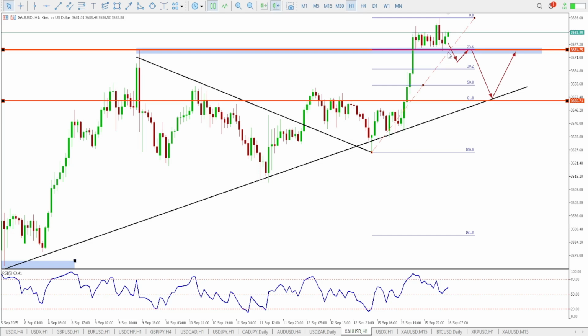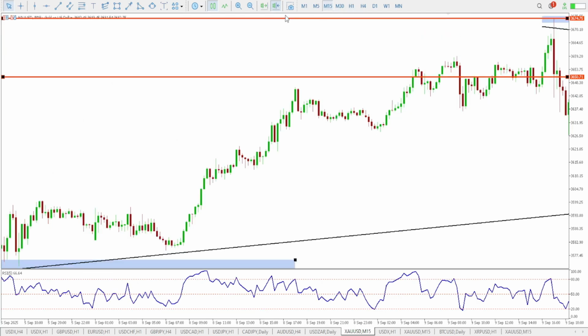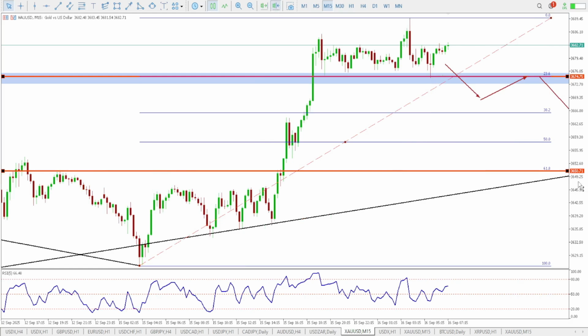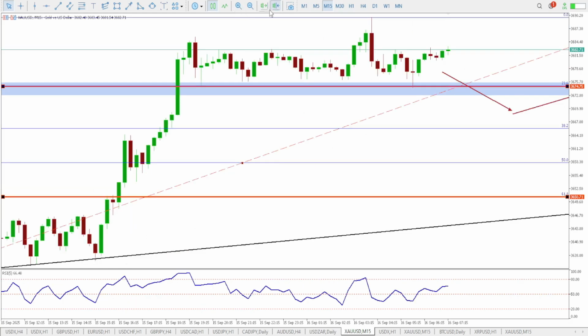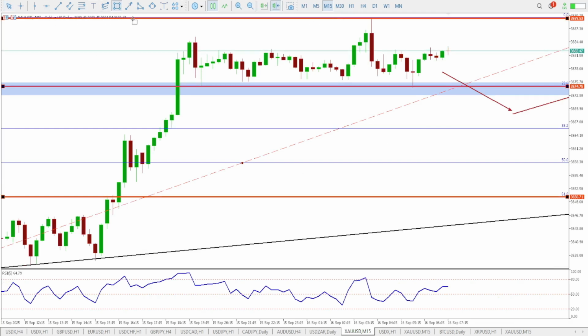But let's suppose this is not the case, what's next? Move on to the 15-minute time frame, and on the 15-minute time frame, if I show you, the market is already in a sort of range at the moment. So as it is ranging, we can buy and sell between this range, no doubt.